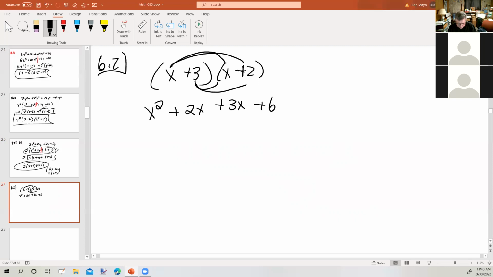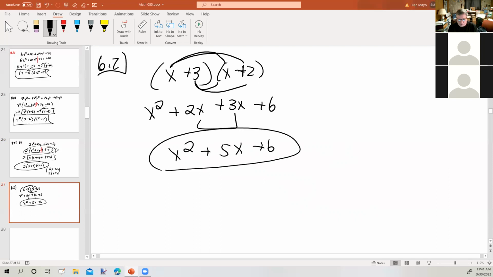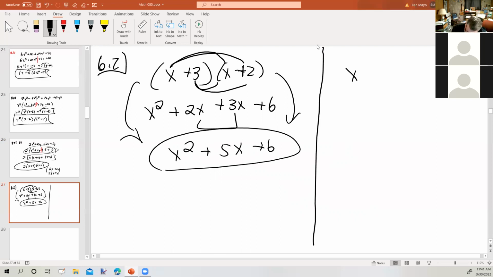Do you remember doing that? Hopefully that's a yes. Combining like terms, we get x squared plus 5x plus 6. So there's the final answer. Multiplying two binomials together, we get, in this case, a trinomial. All right. Well, now we want to go the other direction. We want to take this trinomial and pull it apart into two binomial factors. So we want to factor this trinomial.